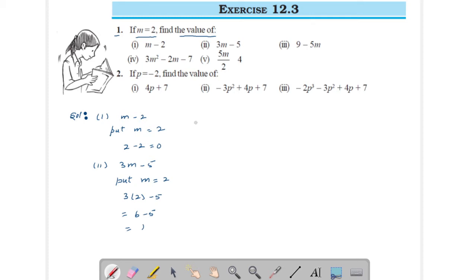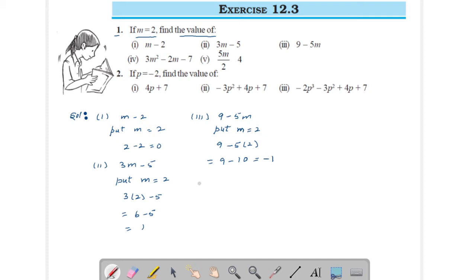Now come to third part. 9 minus 5m. Here put m equal to 2. You will get 9 minus 5, replace m by 2. You will get 9 minus 5 into 2, that is 9 minus 10. It is minus 1. This is your answer.